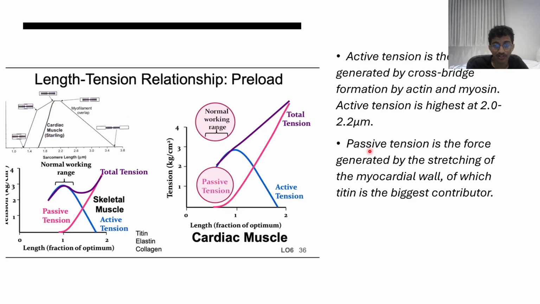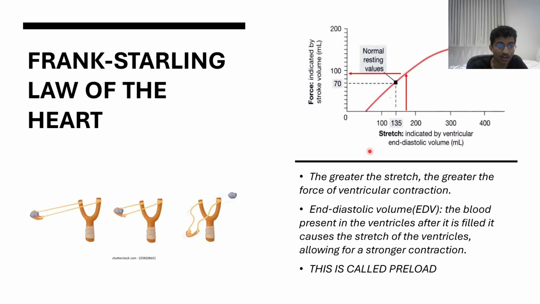Passive tension is a different story. Passive tension is the force generated by the stretching of the myocardial wall. When the myocardial wall stretches, this creates passive tension. Now, I'll elaborate on that on the next slide. First of all, you have to understand the Frank-Starling law of the heart. The law is that the greater the stretch, the greater the force of ventricular contraction.